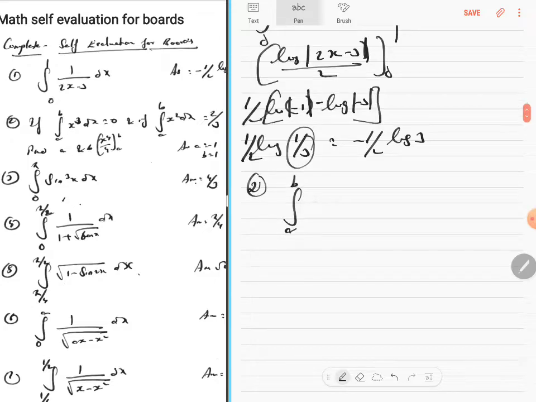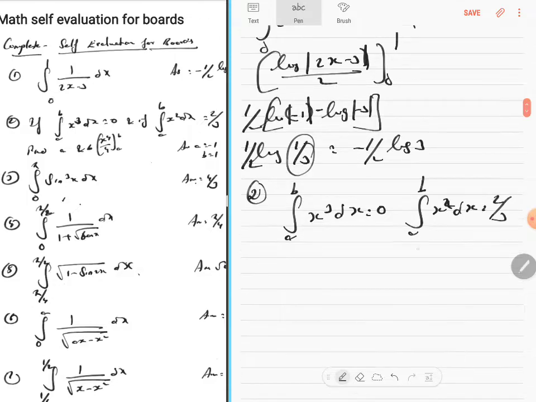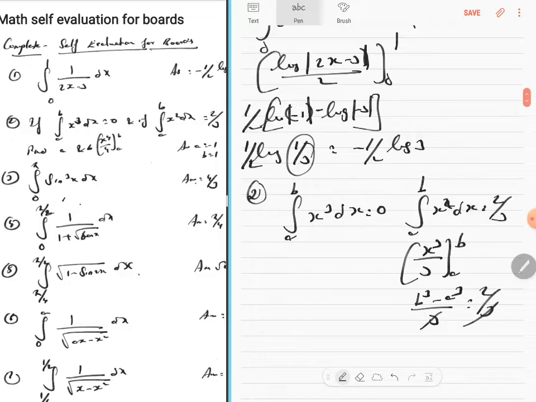Integration of a to b x cube into dx itself is 0, and a to b x square into dx is 2 by 3. This is nothing but x cube by 3 integrated from a to b, which is b cube minus a cube by 3 is equal to 2 by 3. So then you get this, and in this if you integrate x to the power 4 by 4 from a to b, so b to the power 4 minus a to the power 4 by 4 is equal to 0.